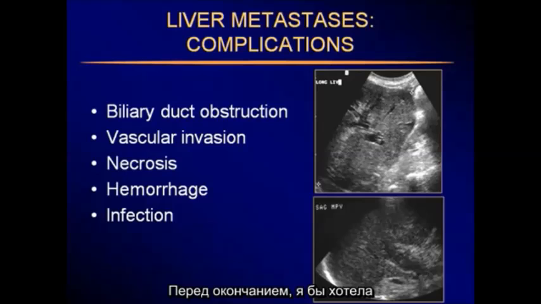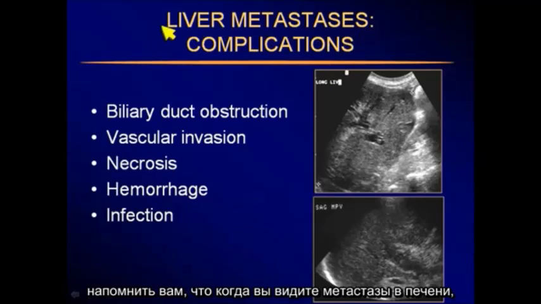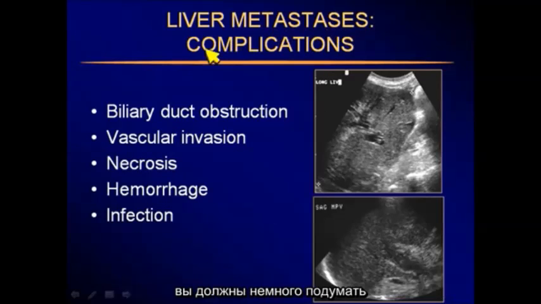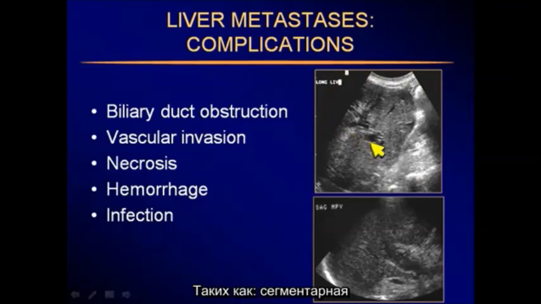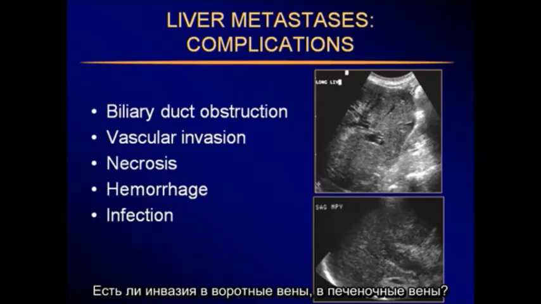Before I close, I just would like to remind you that when you have a case of liver metastases, you should always think a little further to see, are those metastases causing any complications, such as segmental biliary obstruction. You should double check the vessels. Are the metastases invading vessels? Is there invasion of the portal vein? Is there invasion of hepatic veins?